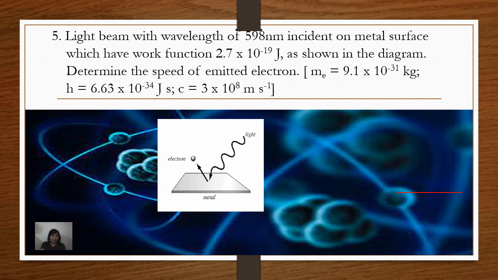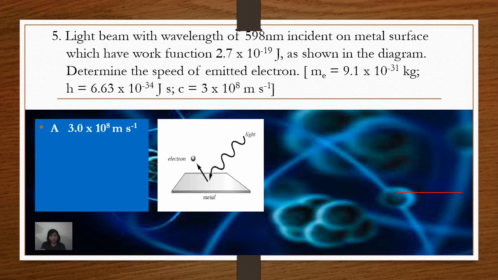Question 5. Light beam with wavelength of 598 nanometer is incident on a metal surface which has work function 2.7 times 10 to the power of negative 19 joule, as shown in the diagram. Determine the speed of emitted electron. Given that mass of electron equals 9.1 times 10 to the power of negative 31 kilogram, Planck's constant h equals 6.63 times 10 to the power of negative 34 joule second, the speed of light c equals 3 times 10 to the power of 8 meter per second.